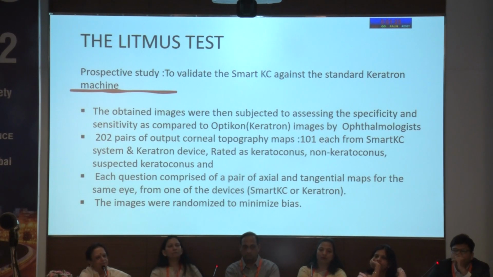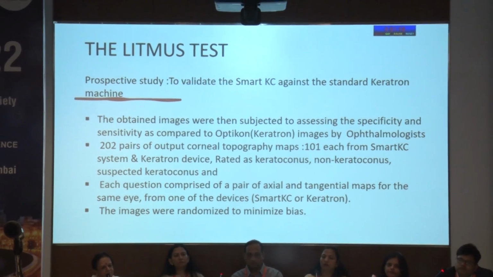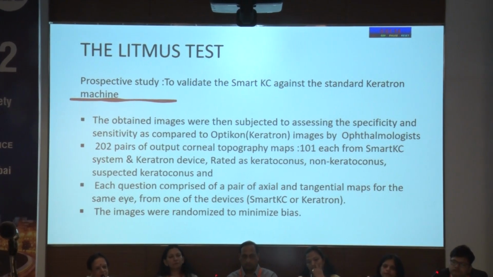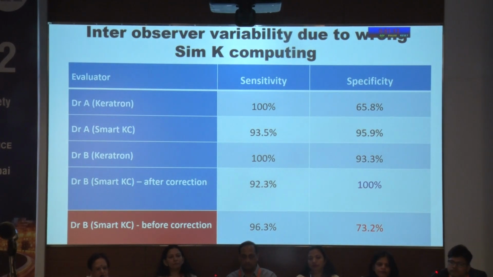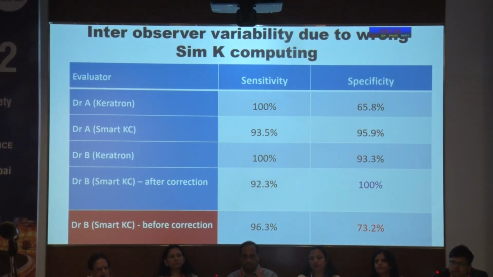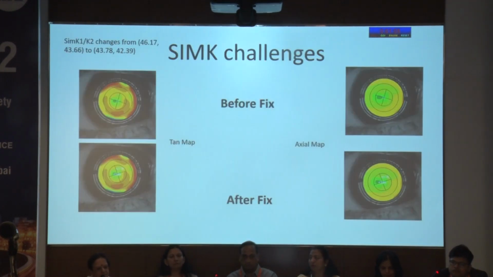So the litmus test after doing this was, we wanted to validate whether our machine is functioning or not. So we took 2 ophthalmologists and compared them by giving them 101 eyes from both the Keratron as well as this machine, and tried to find out. Initially, we found a gross difference between the 2 surgeons because the specificity was coming down. We didn't know what was happening. We realized that the SimK calculation was going wrong. The machine normally calculates the steepest at 90 degrees, the flattest at 3 millimeters, but we were taking it at 5.